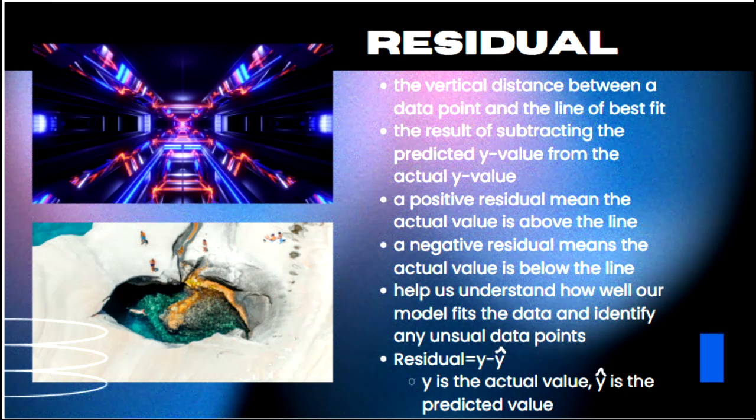A residual is the vertical distance between a data point and the line of best fit, the result of subtracting the predicted y value from the actual y value. A positive result means the actual value is above the line. A negative residual means that the actual value is below the line. They help us understand how well our model fits the data and identify any unusual data points.